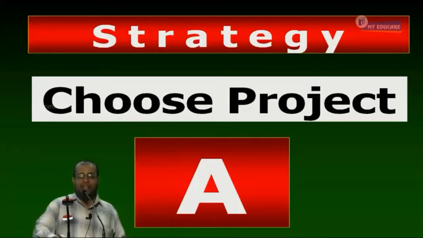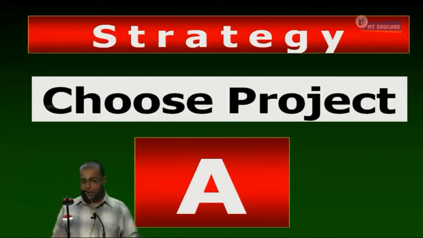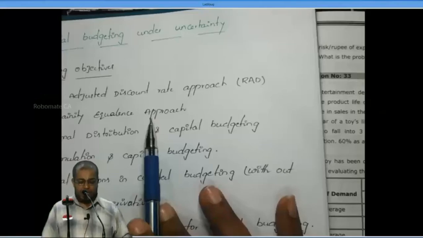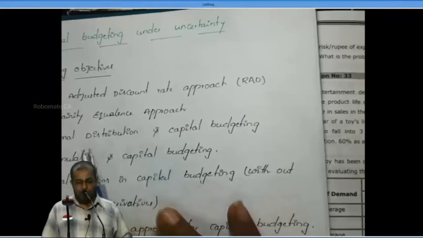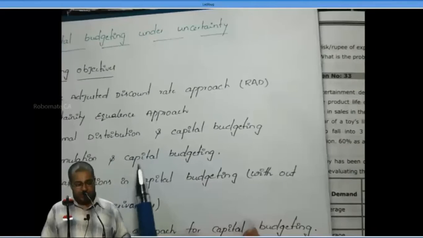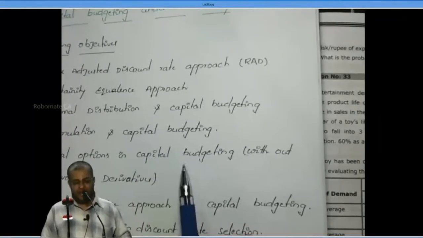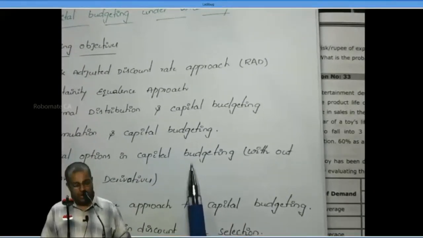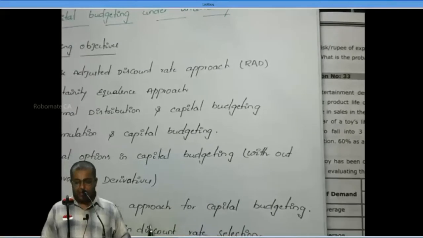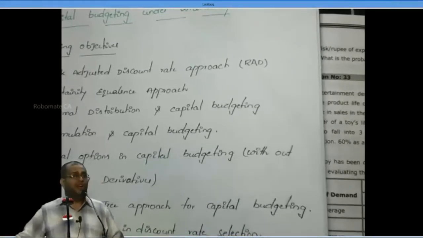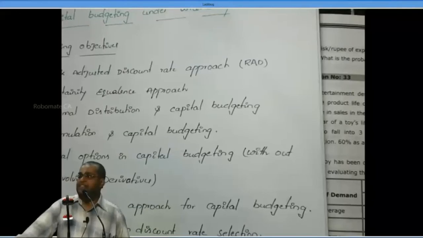Then we came to the third slot, where we discussed the risk-adjusted discount rate approach, the certainty equivalent approach, normal distribution, simulation, and real options in capital budgeting, done without derivatives. And then decision making under capital budgeting using decision trees and Hiller's model. These are all the issues we covered in this chapter.